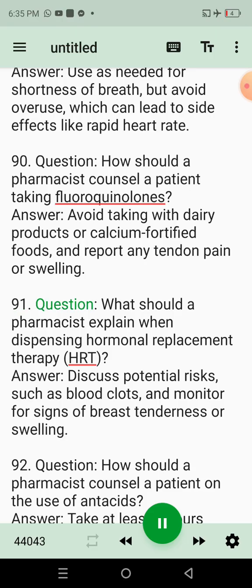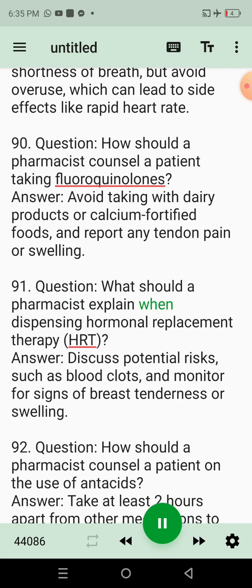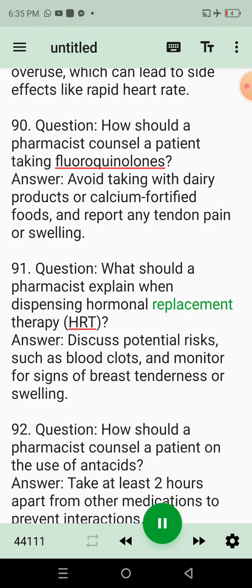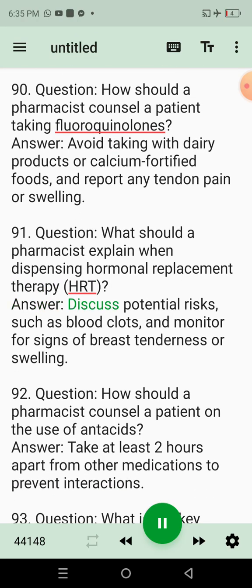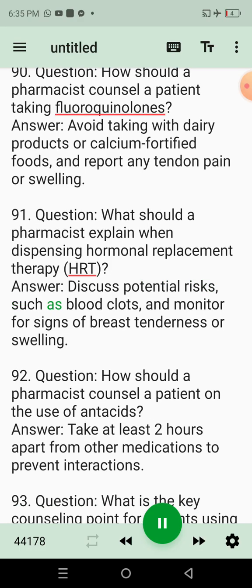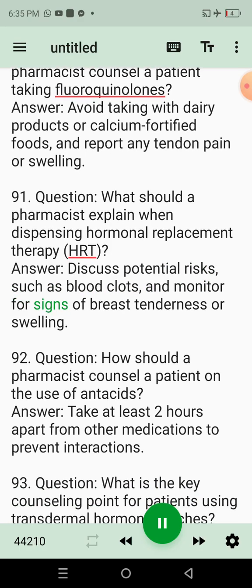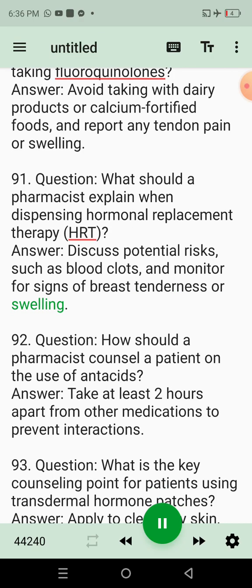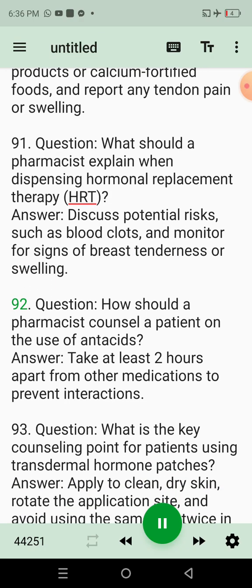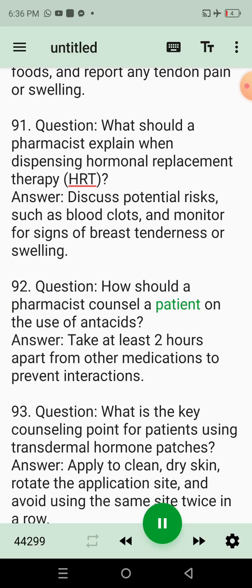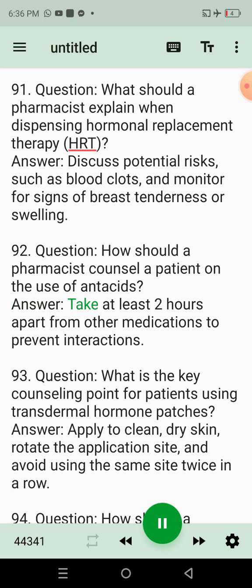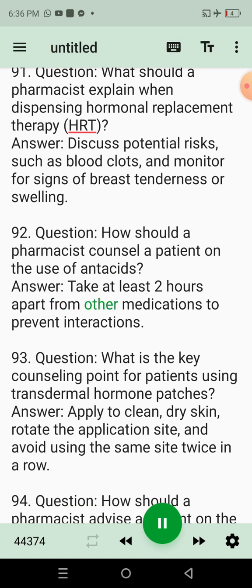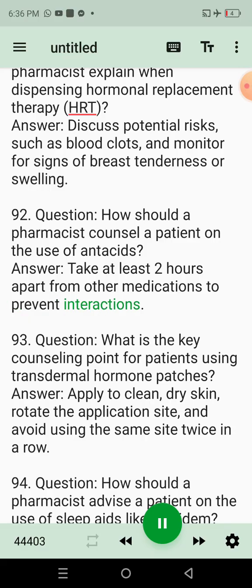91. Question. What should a pharmacist explain when dispensing hormonal replacement therapy (HRT)? Answer. Discuss potential risks, such as blood clots, and monitor for signs of breast tenderness or swelling. 92. Question. How should a pharmacist counsel a patient on the use of antacids? Answer. Take at least 2 hours apart from other medications to prevent interactions.